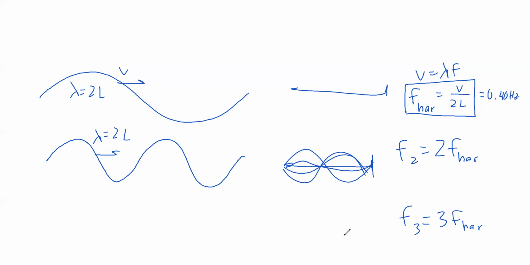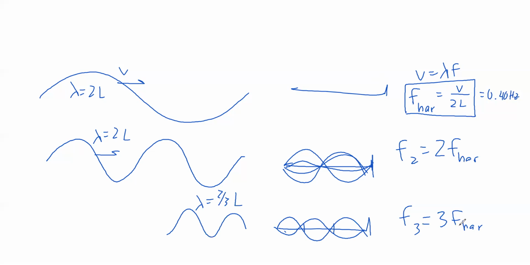So what's the wavelength then? The wavelength has to be 2/3 L because you have the symmetric pattern like that. Right? And so the wavelength that you send in has to be lambda equals 2/3 L in order to make the frequency triple.